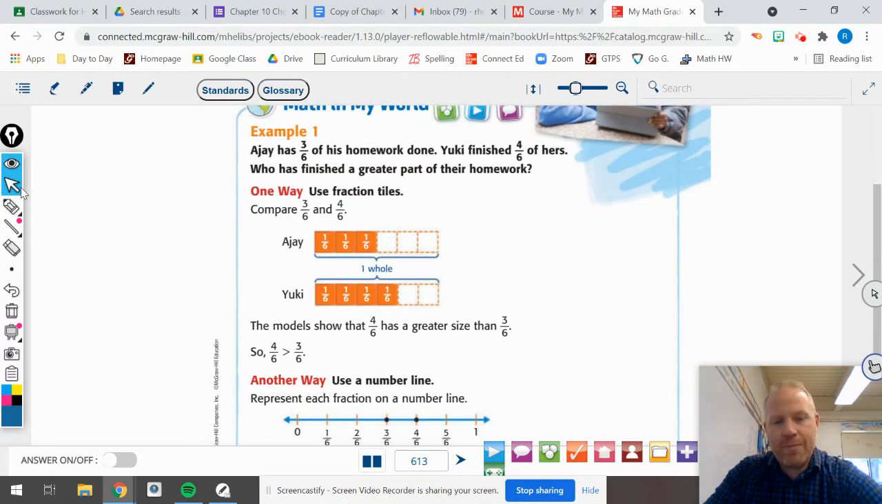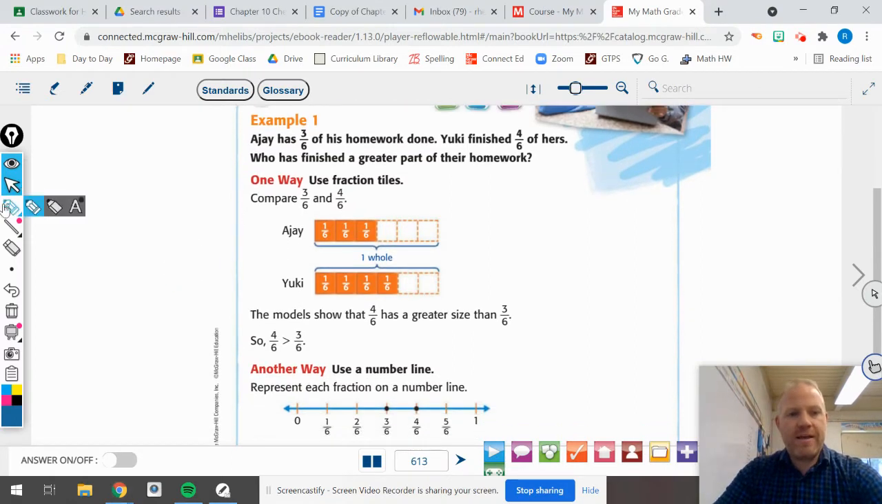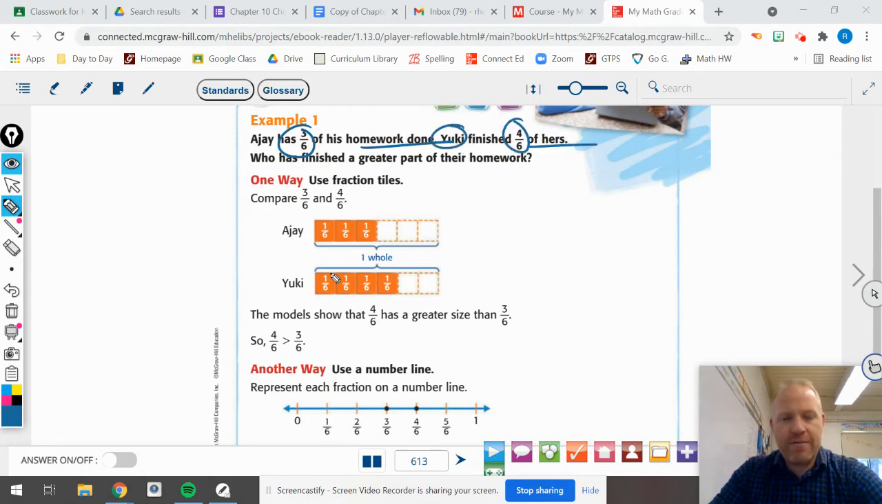Math in my world. So example 1 says AJ has 3/6 of his homework done, and Yuki finished 4/6 of hers. Who has finished a greater part? Who finished more of their homework?